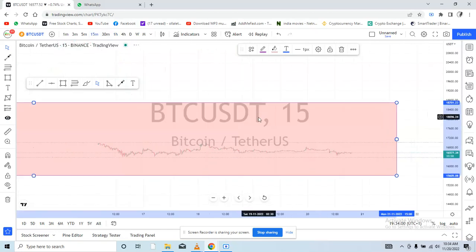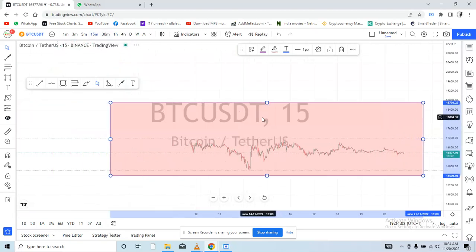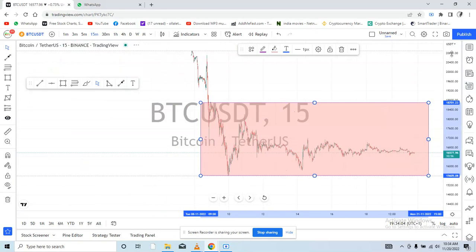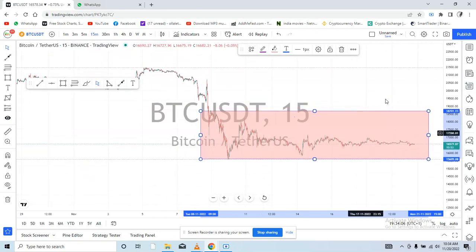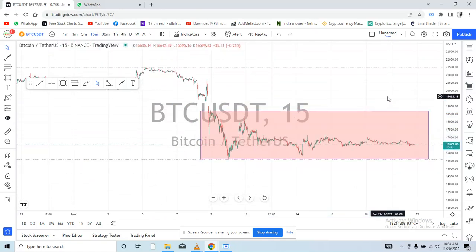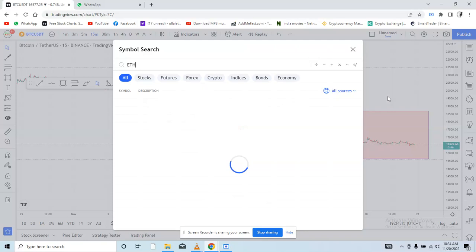As you can see here, it still ranges seriously on the lower time frame, the 15 minute time frame, where I used to enter the market. Look at it. So somebody like me, I can't trade this particular coin for now. Now let's check Ethereum.